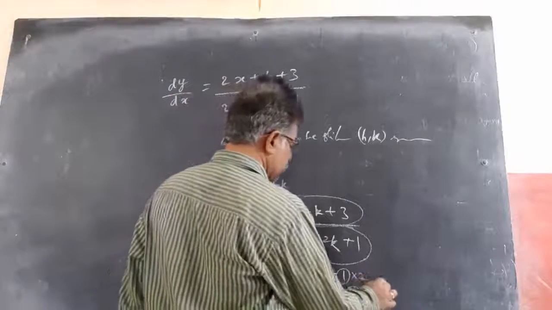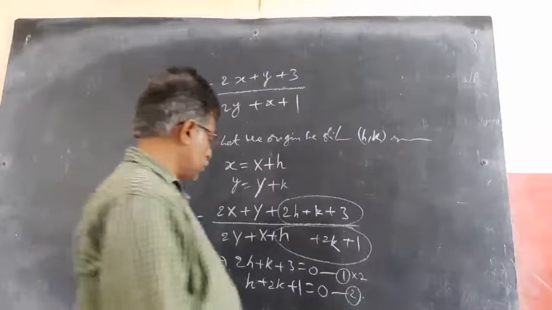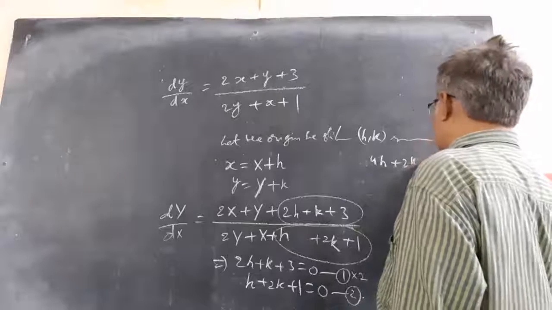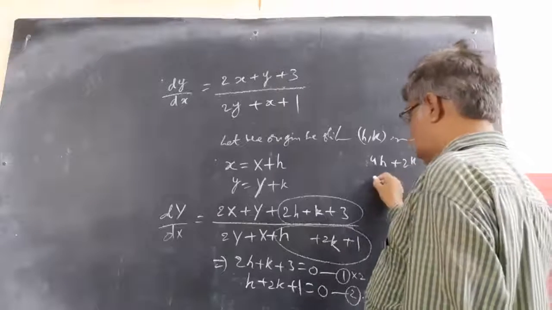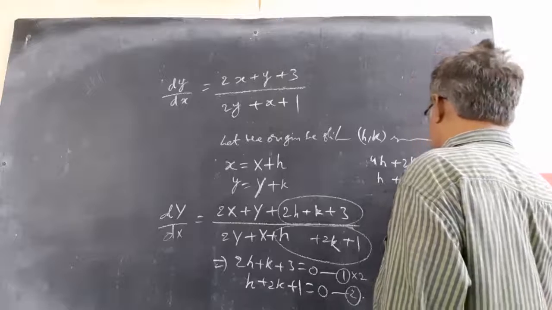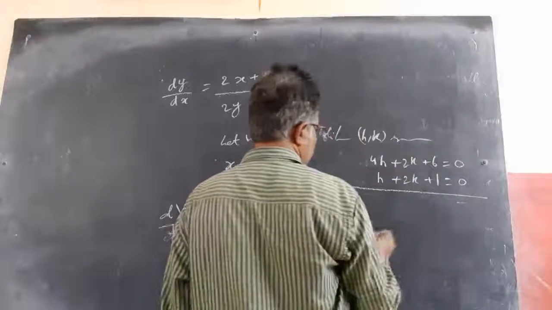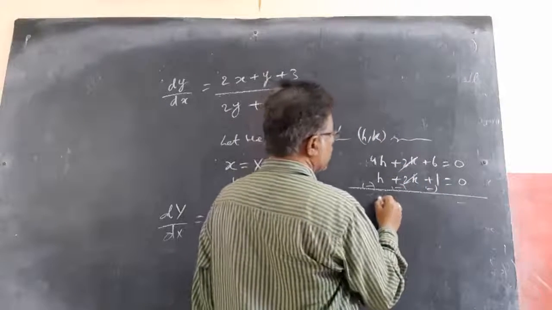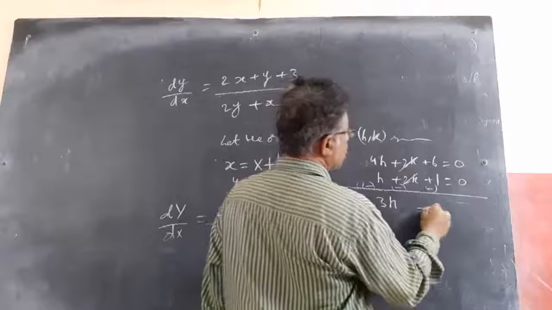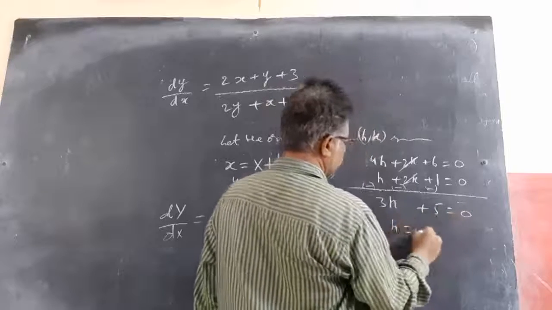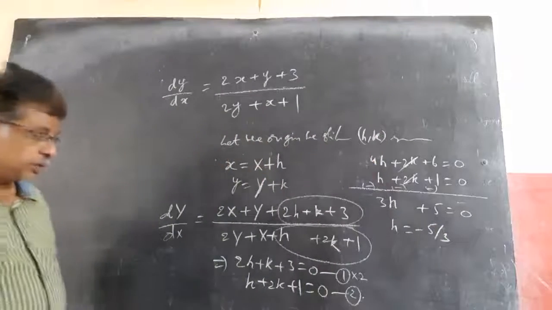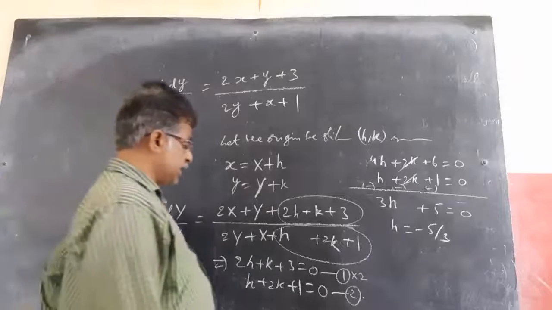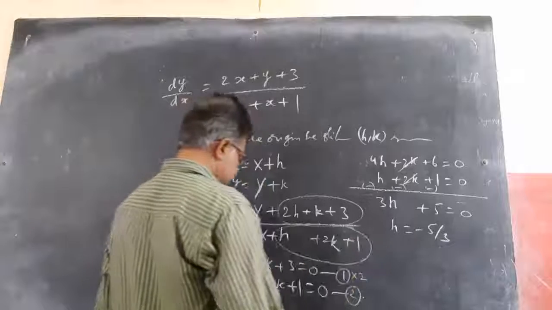If I multiply this with 2, I will get 4h plus 2k plus 6 equal to 0, and h plus 2k plus 1 equal to 0. So subtract. So automatically 2k cancel. This is 3h and this is plus 5 equal to 0. h equal to minus 5 by 3. Next, k: substitute h in anything gives you the k value.